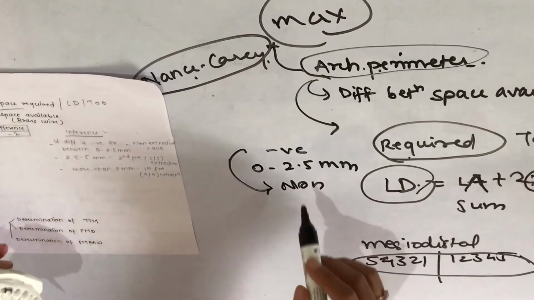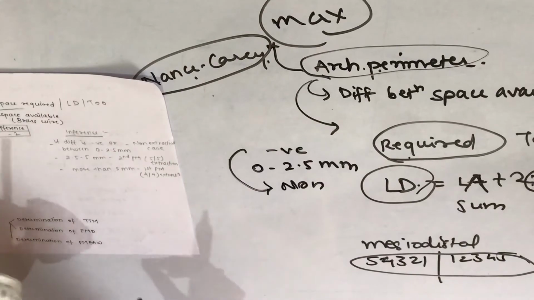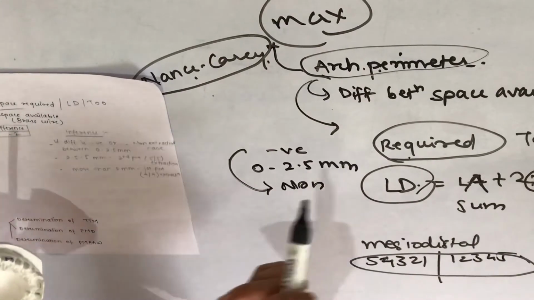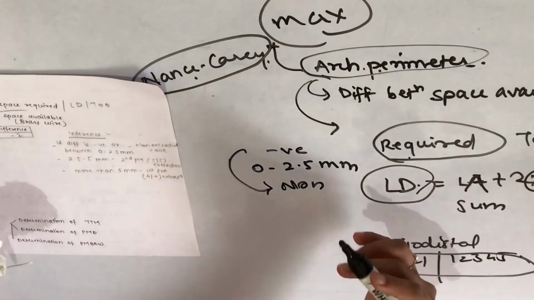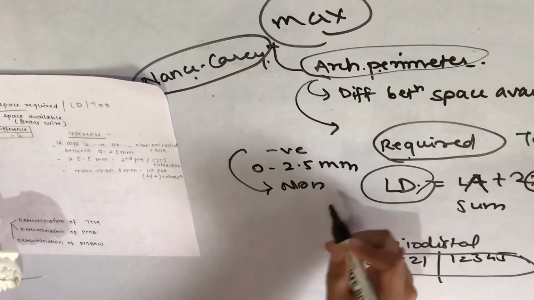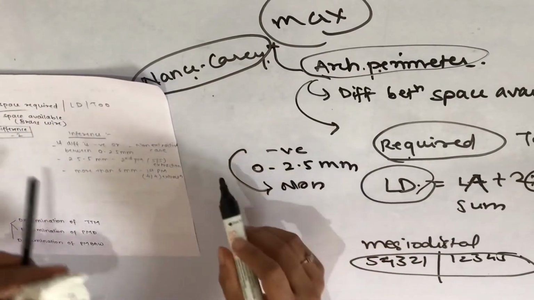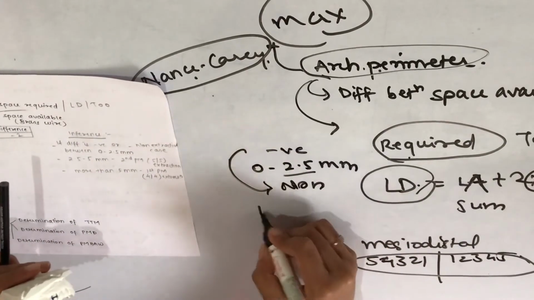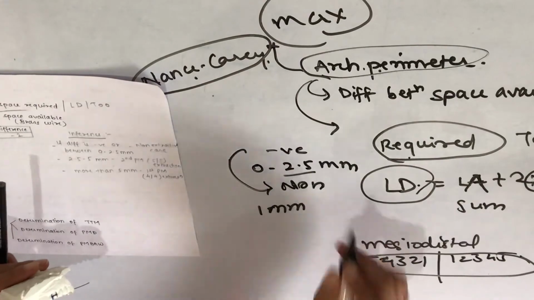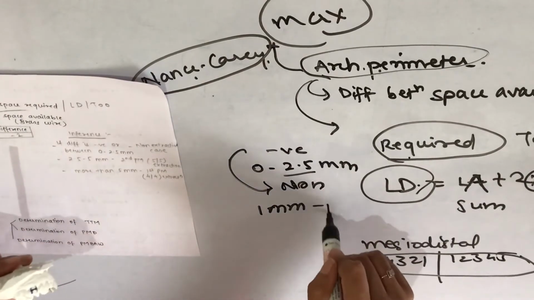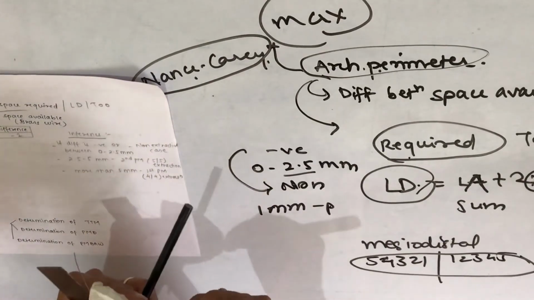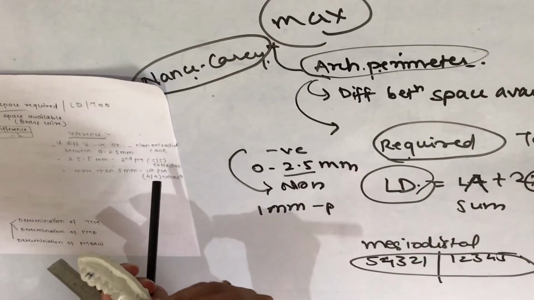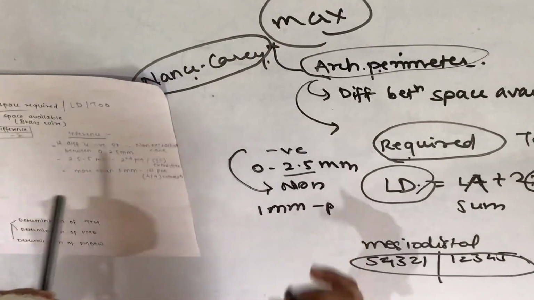it means it is a non-extraction case. So you don't have to extract the teeth because now the space which is available is more and the space which we require for the correction is less. You don't need to extract any tooth. But now as we have seen, the difference is negative. So if there was a difference of 1 mm, for example, in that case you can just do the proximal stripping. So you just have to reduce the incisors from either side, and that is nothing but the proximal stripping.